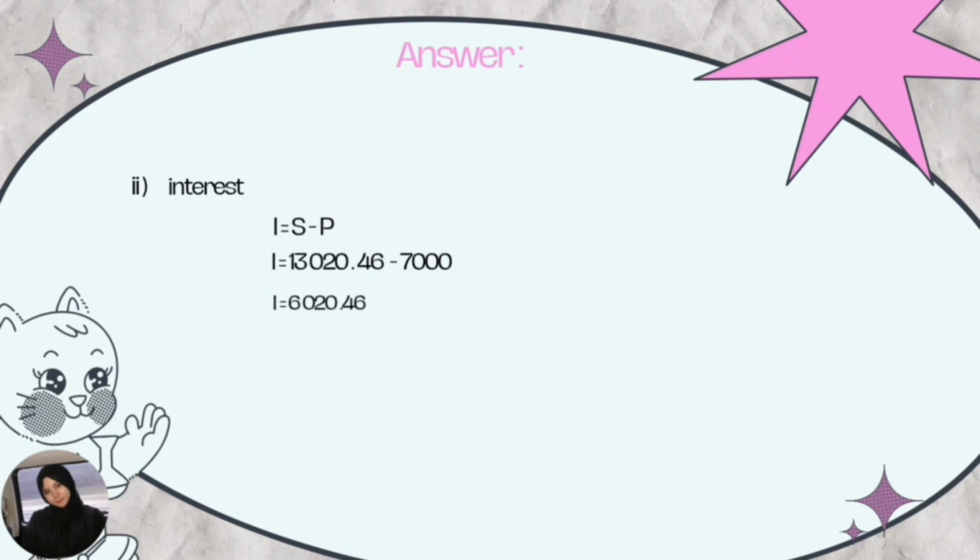The next question, the total of interest earned I equals S minus P. So you will get I equal to 13,020.46 minus 7,000. You will get 6,020.46 ringgit.